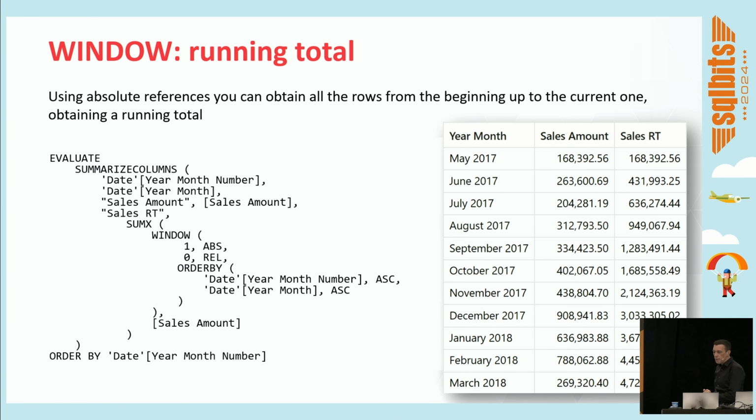And window could be used, for example, to compute the running total. You see that here we have the running total by year and month, and the running total is computed by using this window that says the starting point is the first row, like index 1, the first row in the order, and relative 0, the current row. Again, the current row according to what we define. Okay, I don't show you the example, but it's pretty clear.